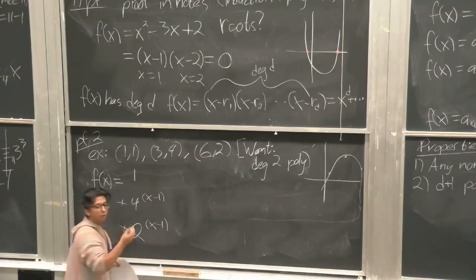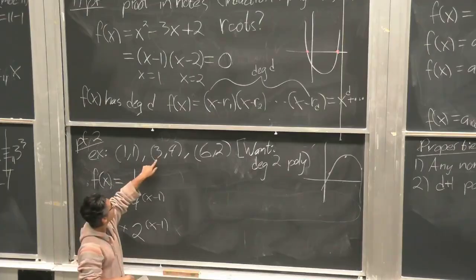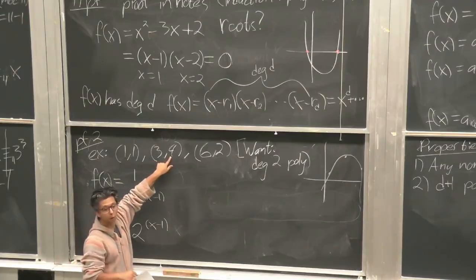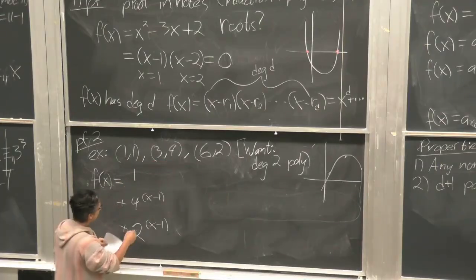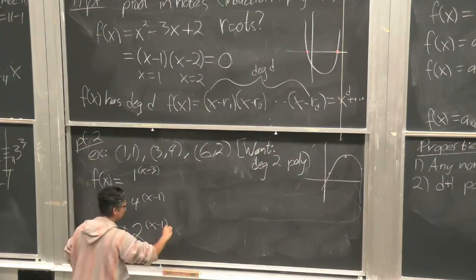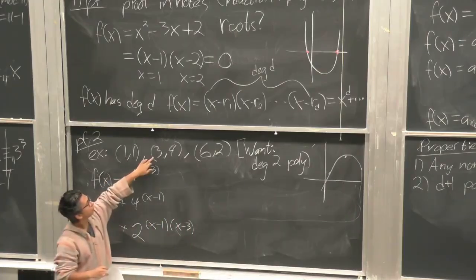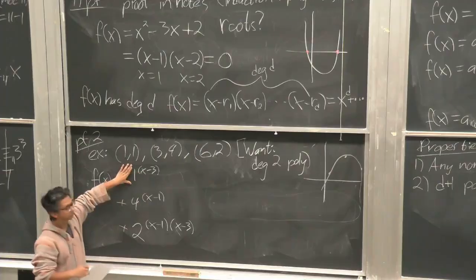Okay, so let's keep going with that intuition, see if we could keep building this. Let's see. So now we want to plug in 3 and get 4. So what I want is I want 4. So if I put x minus 3 here and x minus 3 here, if I plug in 3 now, what happens to this term?